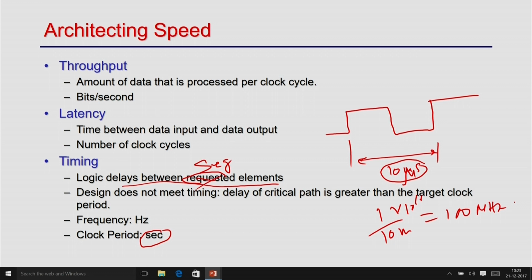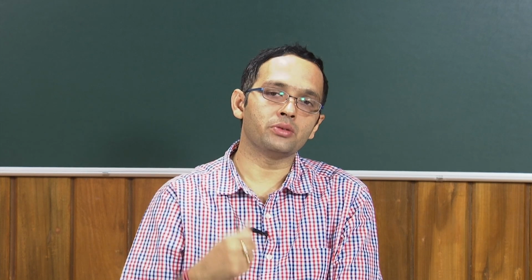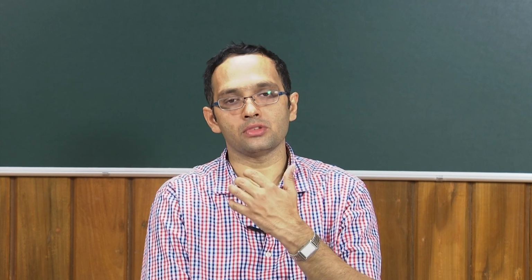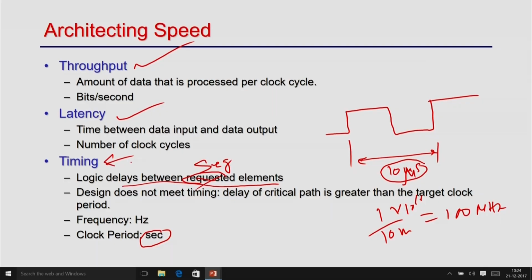So your clock period will be determined by this maximum combinational delay, and your objective may differ. You may want to improve the throughput of your design, in which case you have to apply techniques that improve throughput. Or you might try to improve latency so that you get the result as soon as possible, with fewer cycles. Or your objective may be to improve timing. So it is high throughput, low latency, and improved timing, which means the critical path length has to be reduced. That is the overall objective.